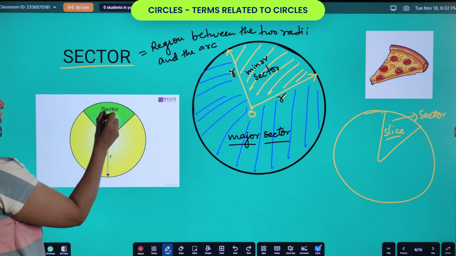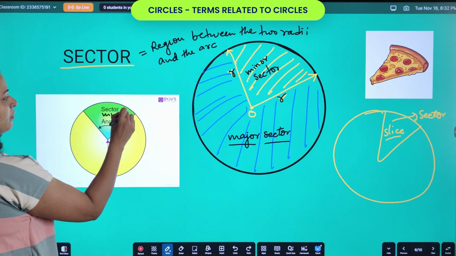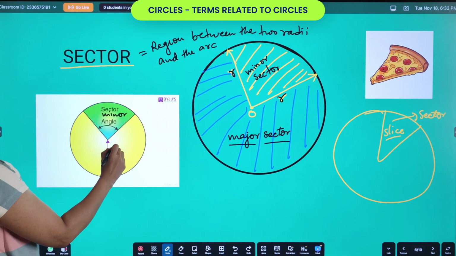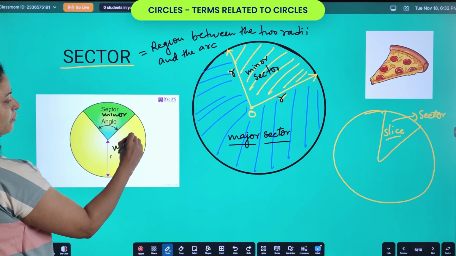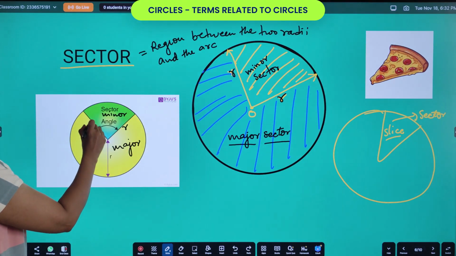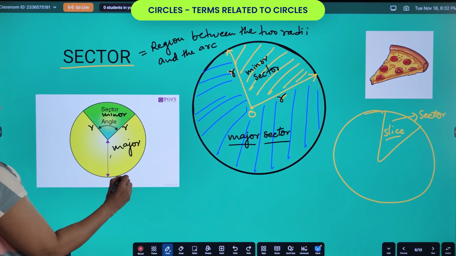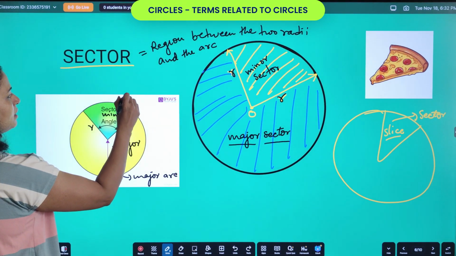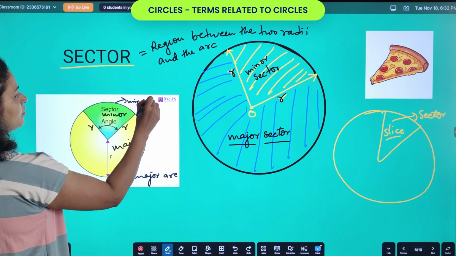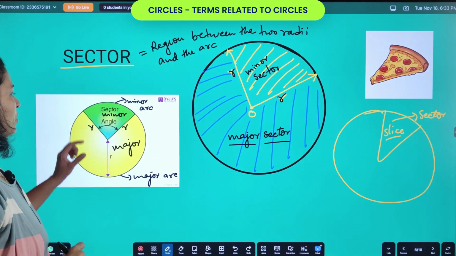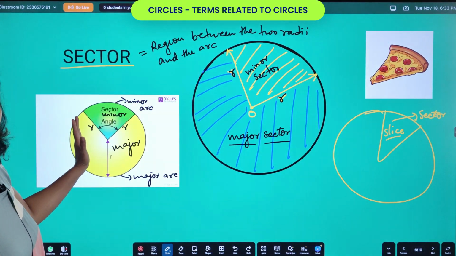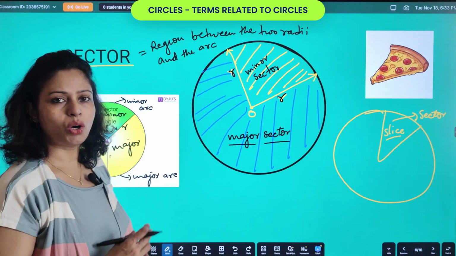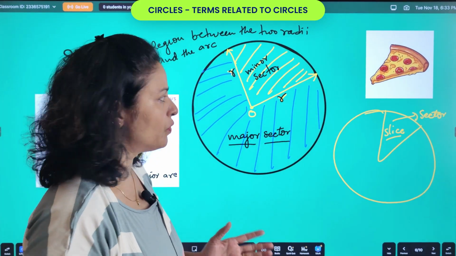You can see here also, this is the minor sector, and the yellow part which you see is the major sector. Okay, so we have, this is R, and this is the major arc. This is major arc and this is minor arc. Okay, so we get two sectors, minor sector and major sector. Okay, this is how we understand what is the meaning of a sector.